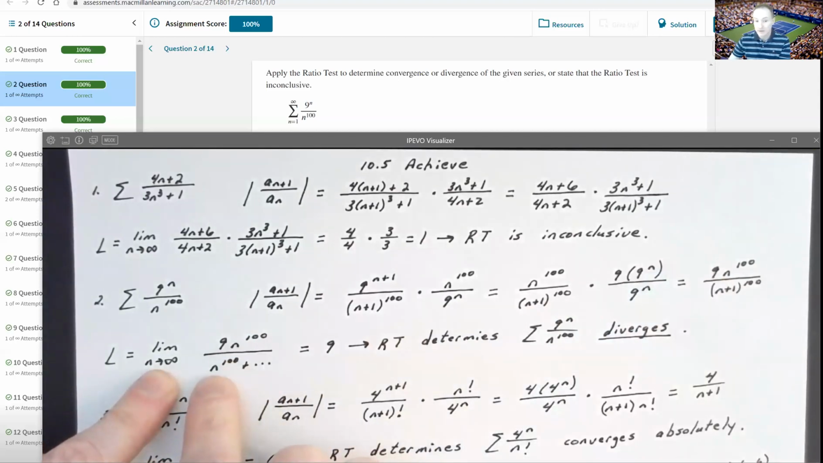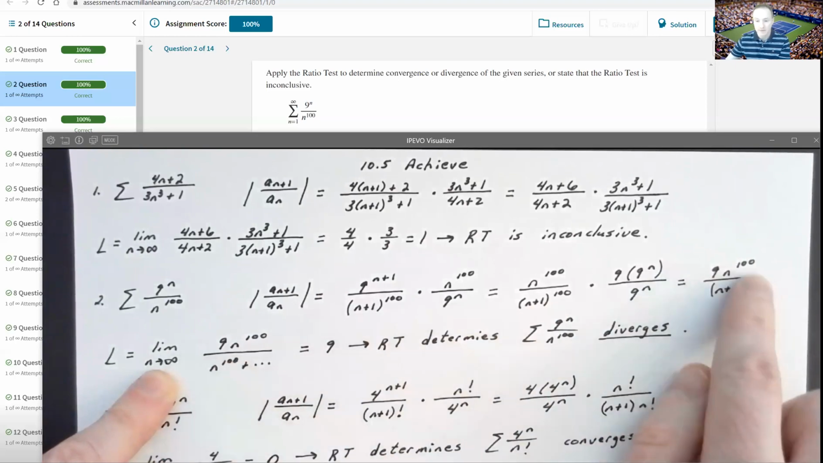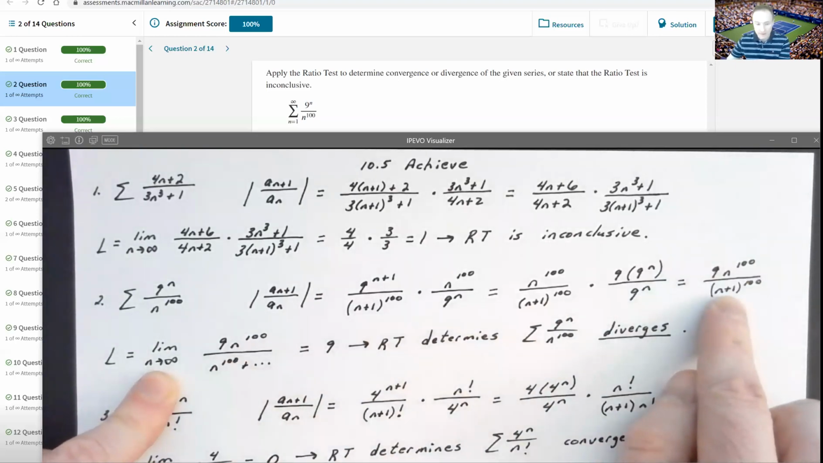Now, my limiting value here in this problem, in your numerator, you have the 9n to the 100. In your denominator, you just have the n to the 100. Yes, there would be more terms. We could care less about them.